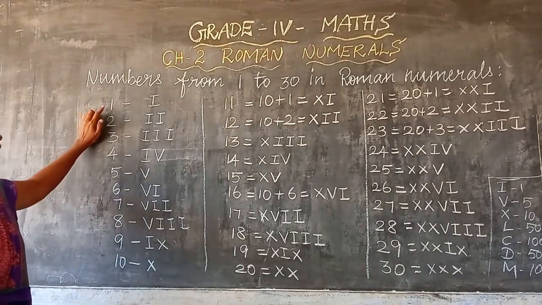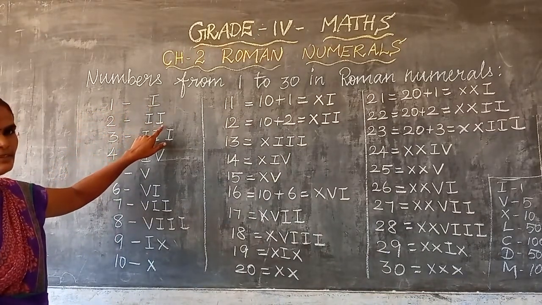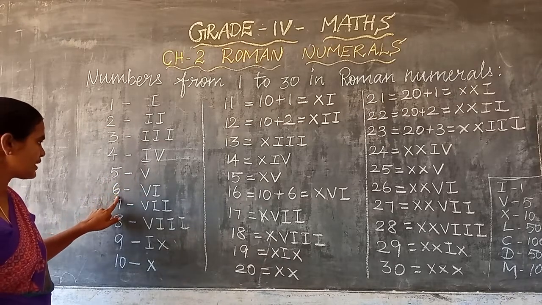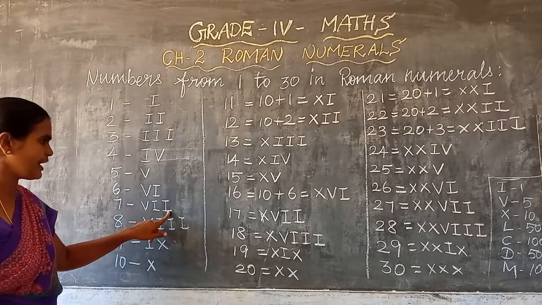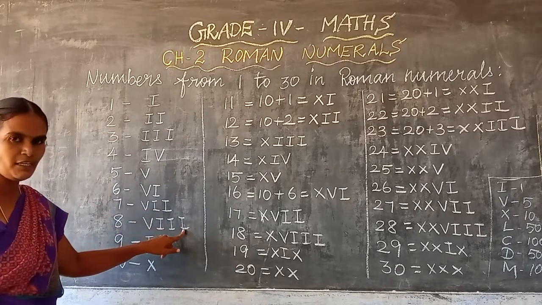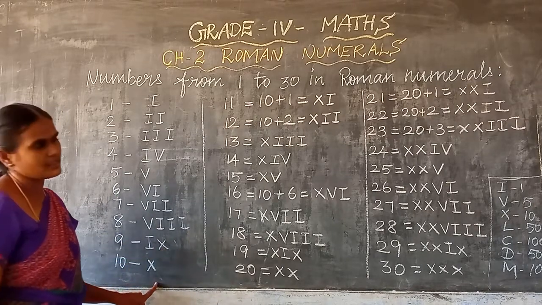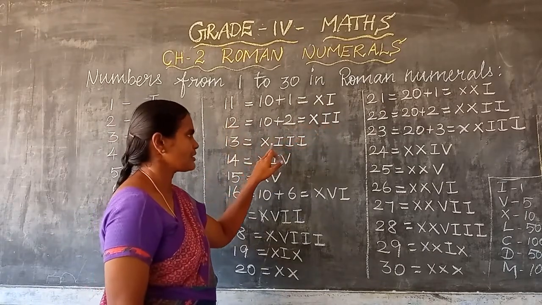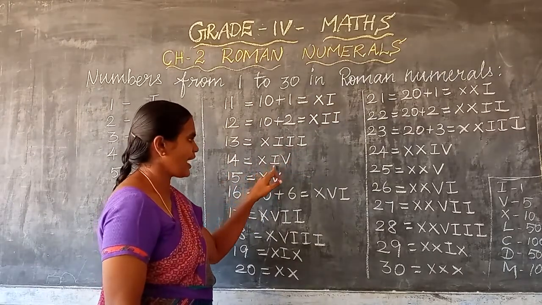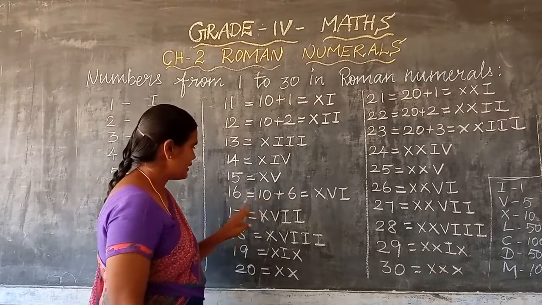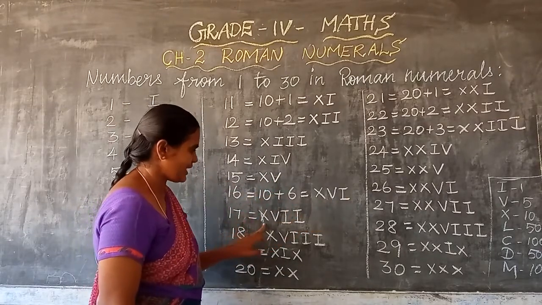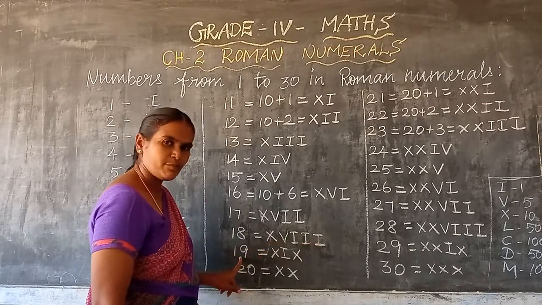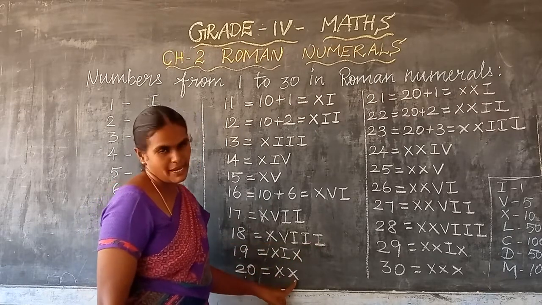Okay, see here. 1 means I. 2 is II. 3 means III. 4 is IV. 5 means V. 6 is VI. 7 is VII. 8 is VIII. 9 is IX. 10 is X. 11 means XI. 12 is XII. 13 is XIII. 14 is XIV. 15 means XV. 16 means XVI. 17 means XVII. 18 means XVIII. 19 means XIX. 20 is XX.